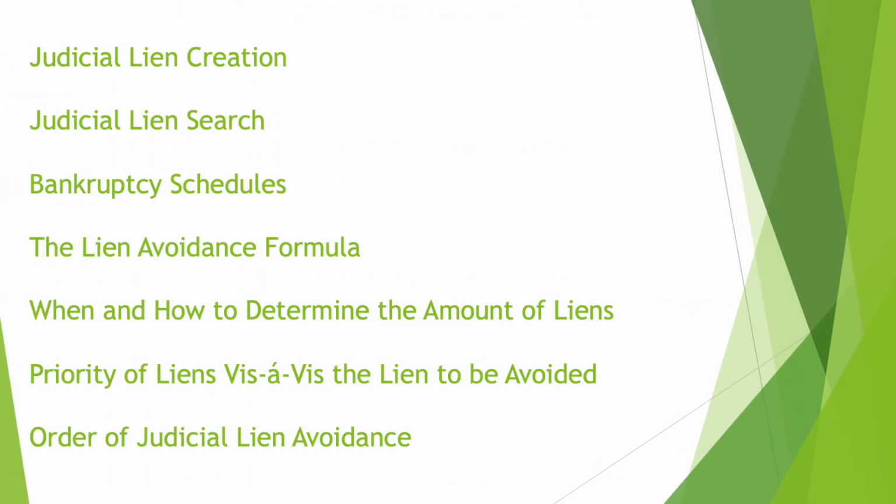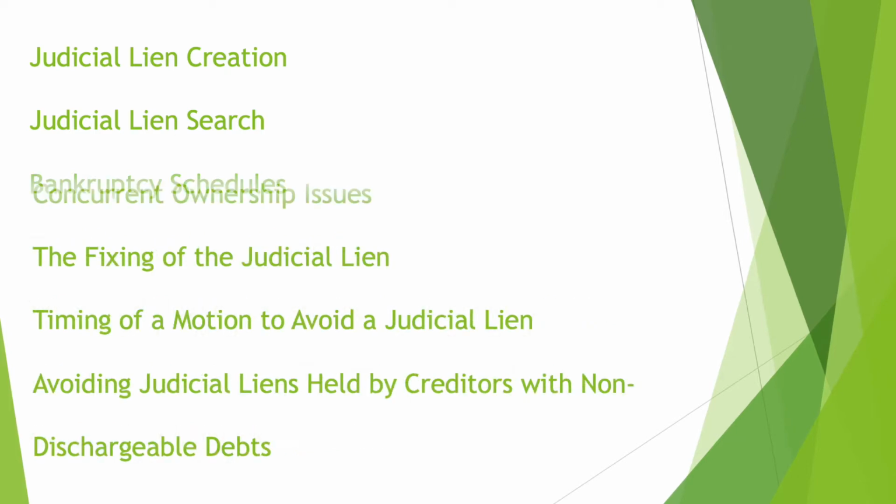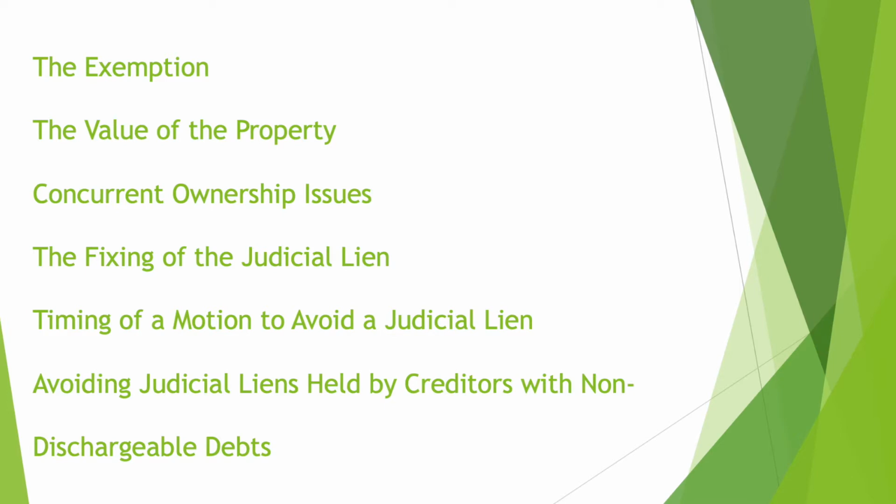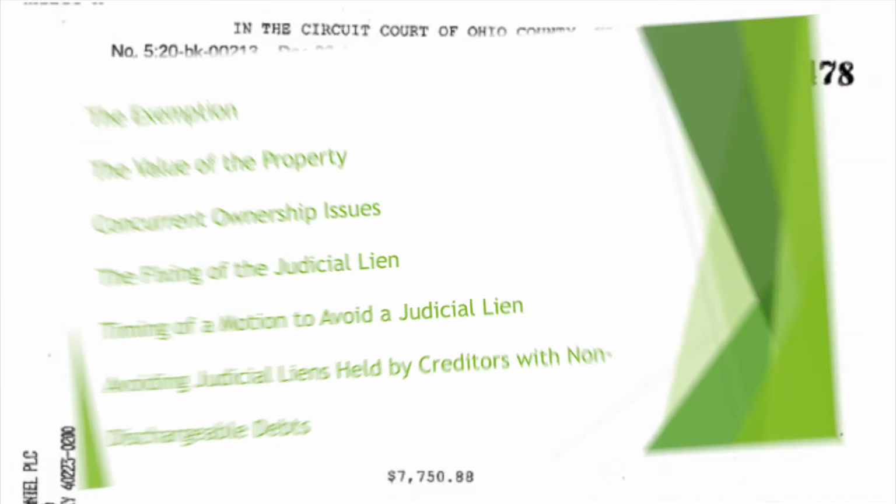In this video, we will go over judicial lien creation, judicial lien search, bankruptcy schedules, the judicial lien avoidance formula, when and how to determine the amount of liens, priority of liens vis-a-vis the lien to be avoided, order of judicial lien avoidance, the exemption, the value of the property, concurrent ownership issues, the fixing of the judicial lien, timing of a motion to avoid a judicial lien, and avoiding judicial liens held by creditors with non-dischargeable debts.